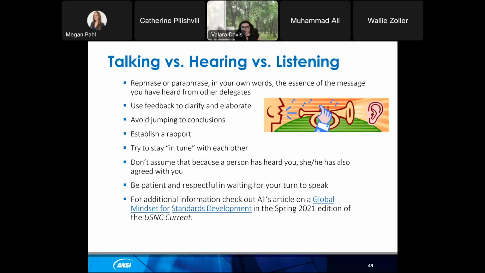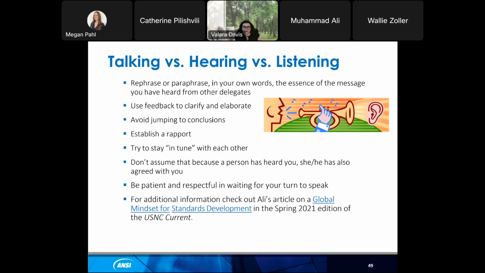And as I noted, think about what is the essence of the message that you're hearing from other delegates, especially if you're presenting and they're presenting their position to you. That may be a challenge. Make sure you're understanding what they're presenting to you. Maybe rephrase what they've said in your own words to clarify what their intent is, or vice versa. If you're not quite sure what their position is, ask for clarification.